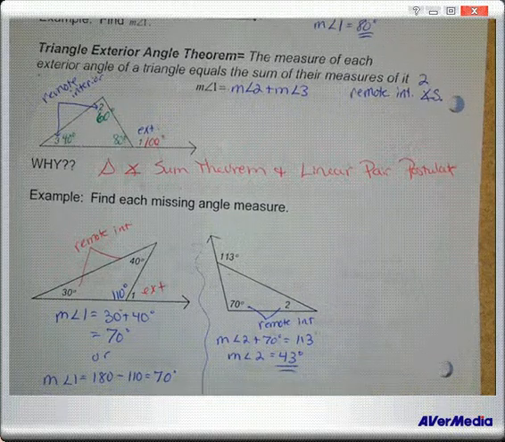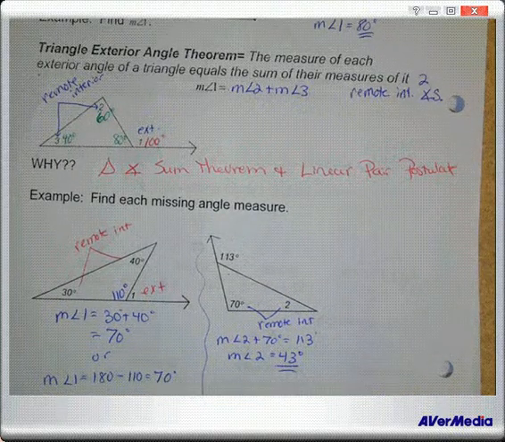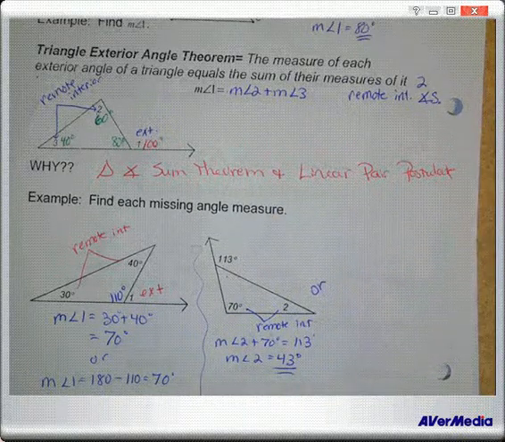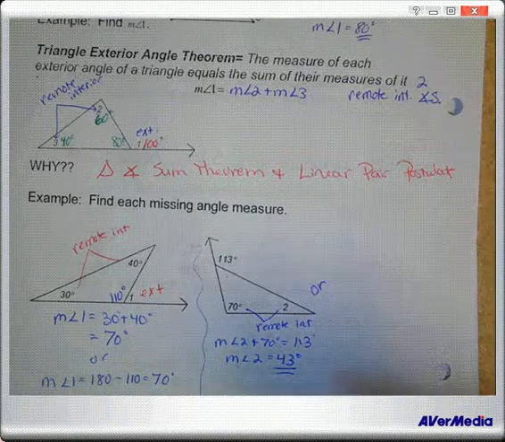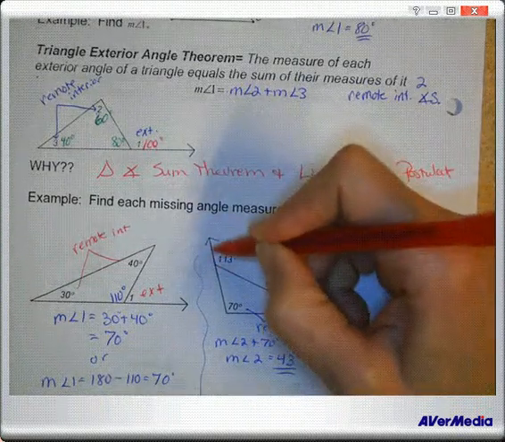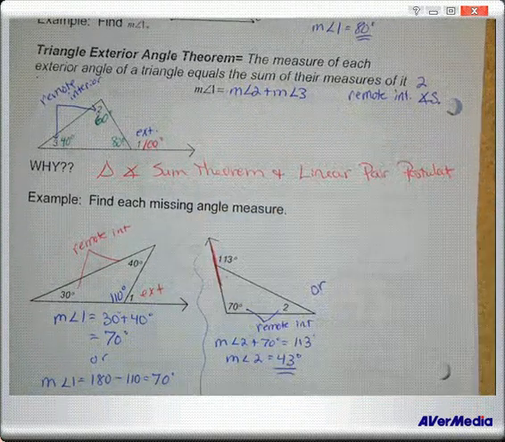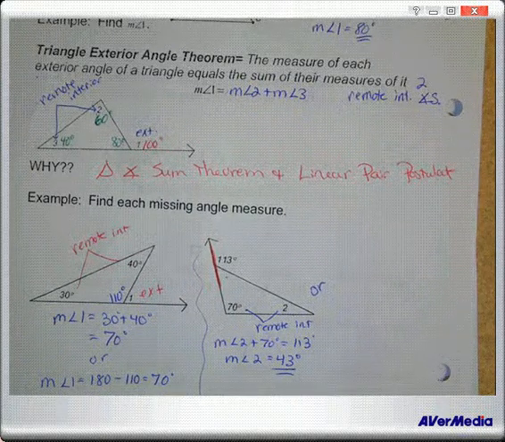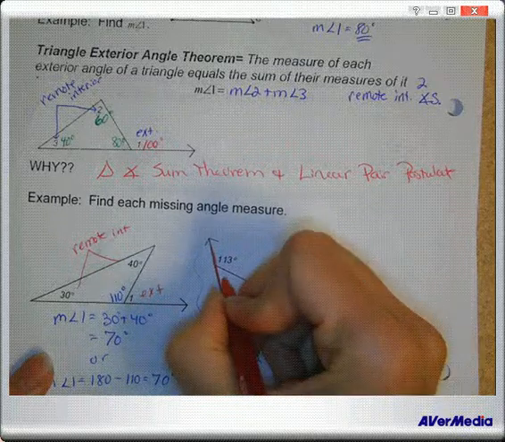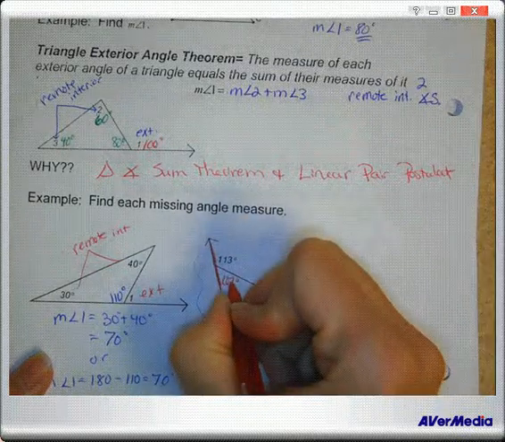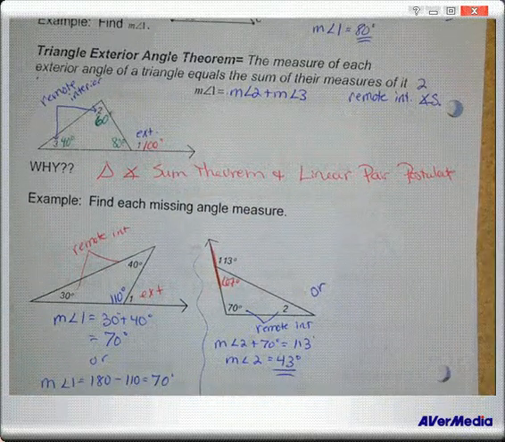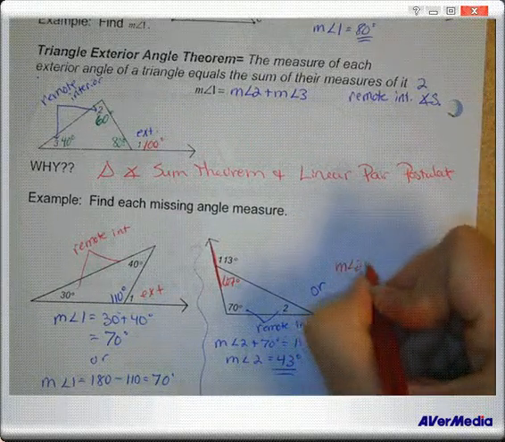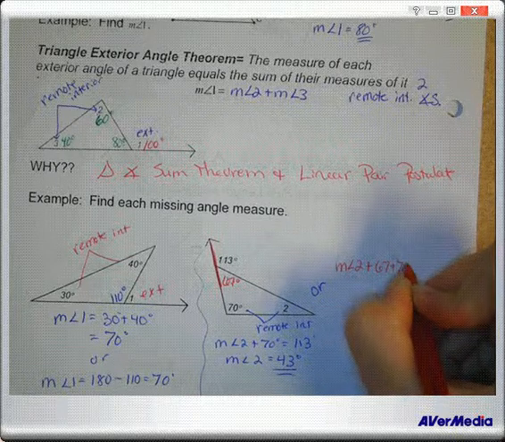Now, that's one way of doing it. Or I can use the triangle angle sum theorem and a linear pair. These two are a linear pair because remember they form this line. So what is 180 minus 113? That should be 67 degrees, okay? So I have 67 degrees. Well, what do the angles of the triangle add up to? 180. So I can say the measure of angle 2 plus 67 plus 70 equals 180.